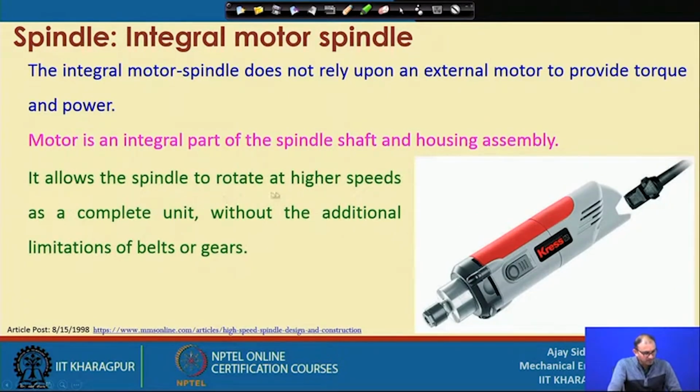It allows the spindle to rotate at high speed as a complete unit, without the additional limitation of the belt and gear. So, that is one of the advantages we are extracting out of this integral motor, so that our requirement of very high speed is fulfilled by the integral motor spindle.